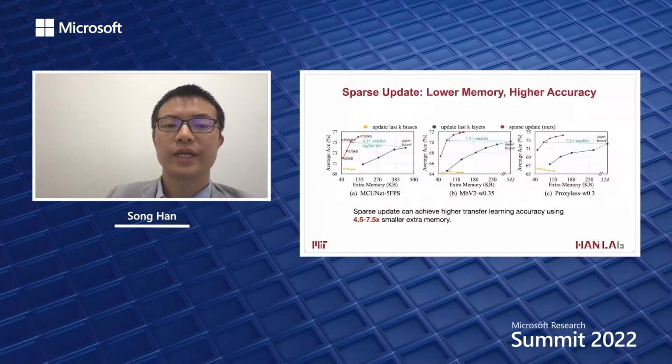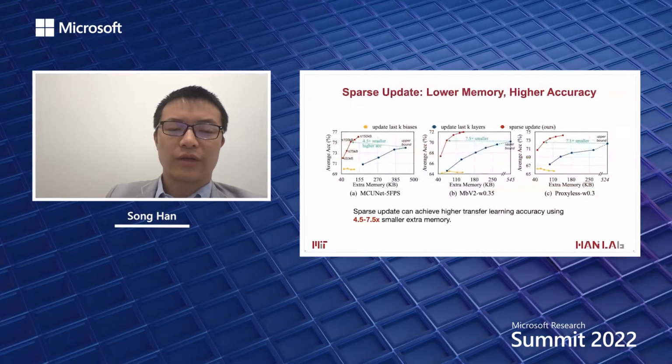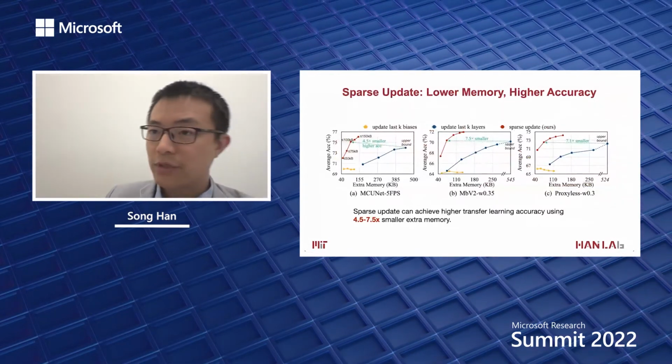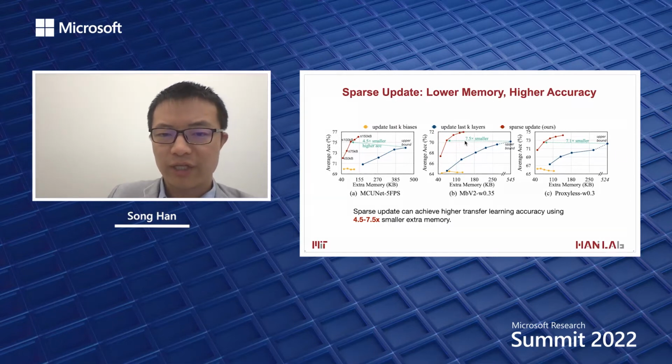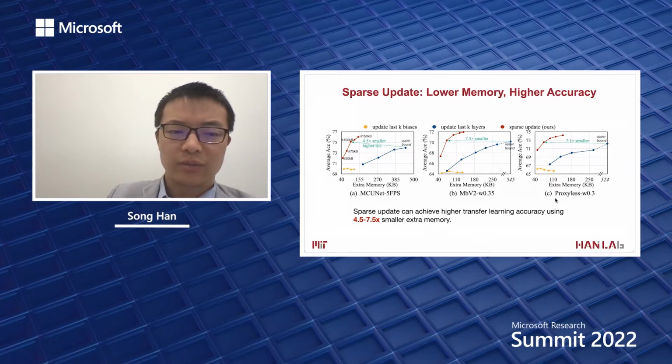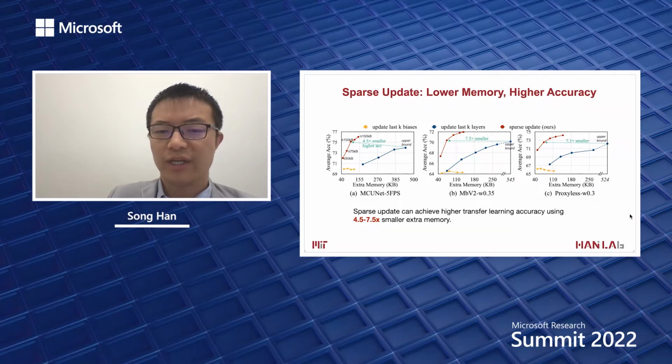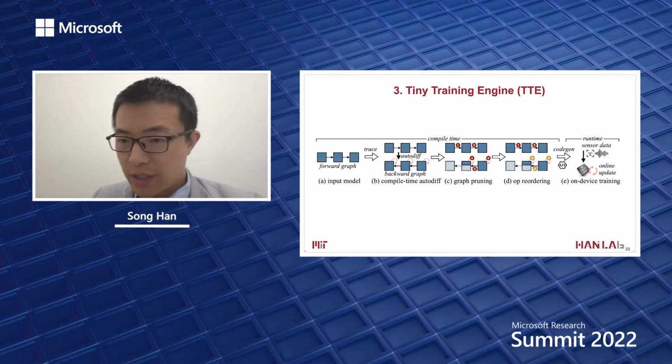So let's see, what is the memory saving and the accuracy implication? We actually find it's pretty well maintained. We can reduce the memory by 4.5x, 7.5x, and 7.1x on different networks like MCUNet, MobileNetV2, and ProxylessNAS. So very effectively reducing the memory while fully maintaining the accuracy. So last, we propose this tiny training engine to further reduce the overhead.